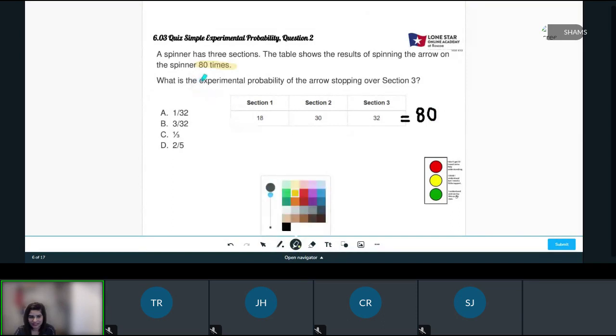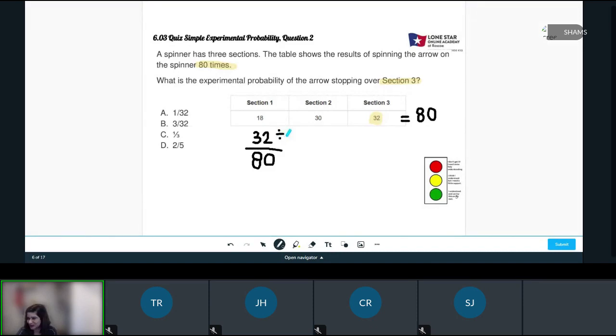You want to figure out the experimental probability of the arrow stopping over section 3, right? You want the probability for section 3? That happened 32 times out of 80 spins. Section 3, right? And then we can simplify. I was able to simplify by a really big number. You can choose to simplify by smaller.